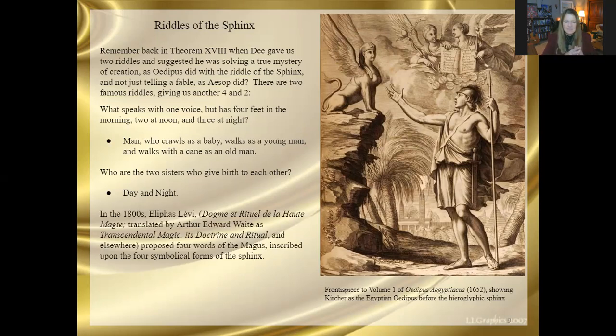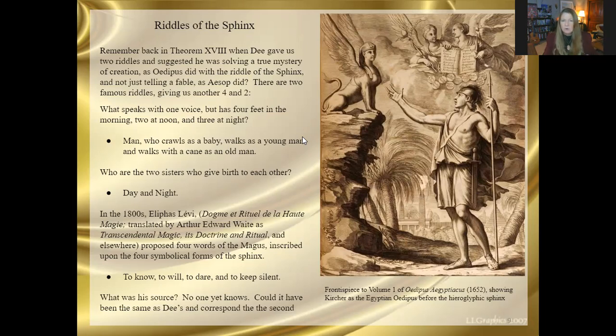Well, in the 1850s, Eliphas Levi, in his Transcendental Magic, proposed 4 words for the Magus inscribed upon 4 symbolical forms of the Sphinx. And those are to know, to will, to dare, and to keep silent. Well, those 4 things won't correspond to the 4 words that we're looking at, but they could well correspond to that other grade of the moon, the adept grade of the moon, the magus grade of the moon, which we don't get anything more about at this time.